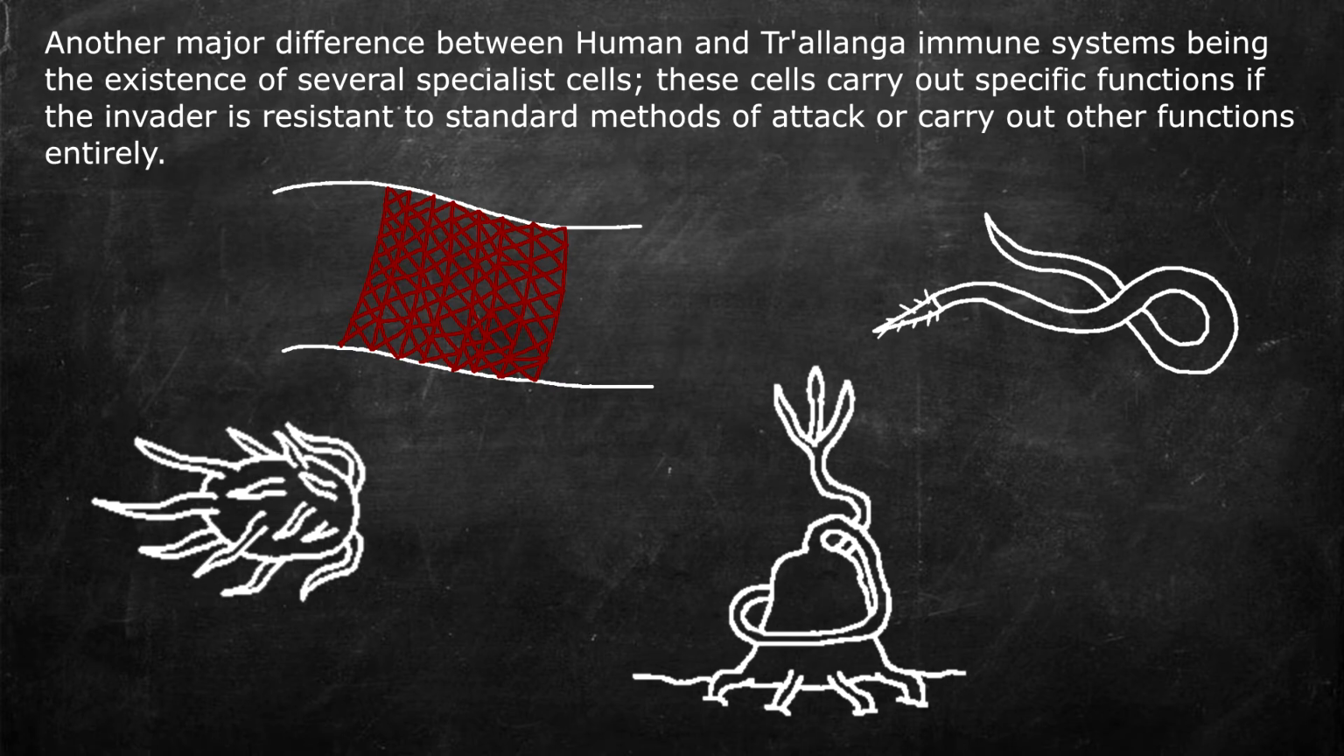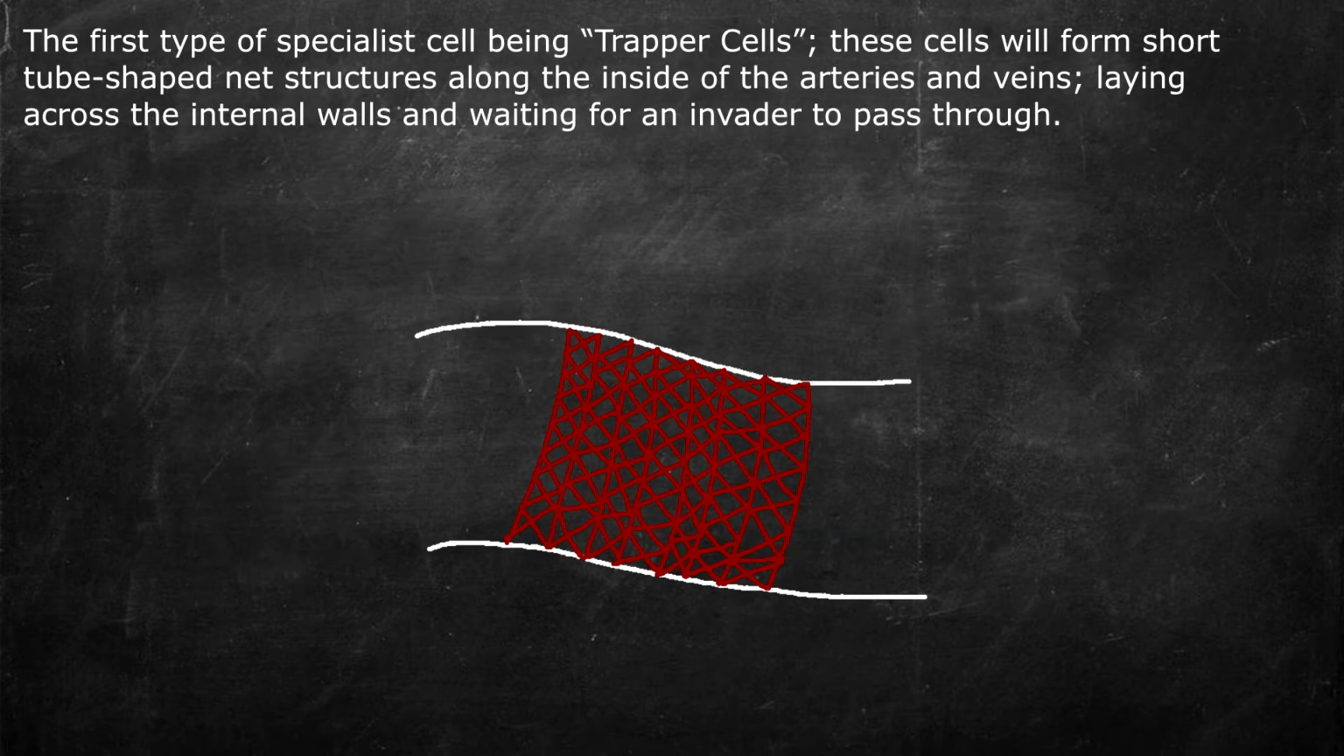Another major difference between human and Tal immune systems being the existence of several specialist cells. These cells carry out specific functions if the invader is resistant to standard methods of attack or carry out other functions entirely. The first type of specialist cell being trapper cells.